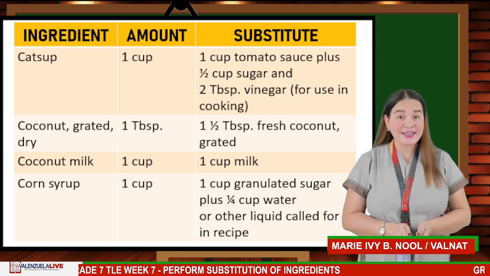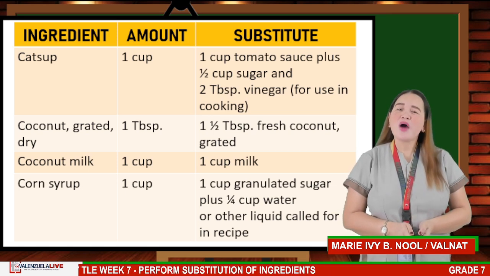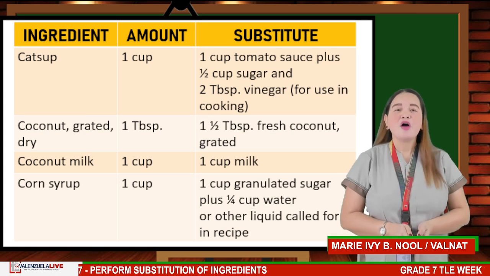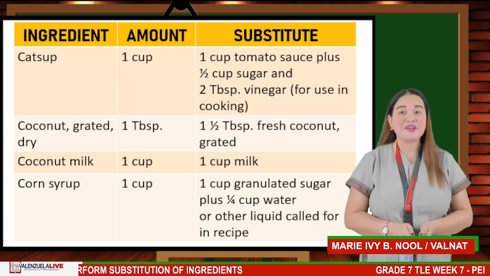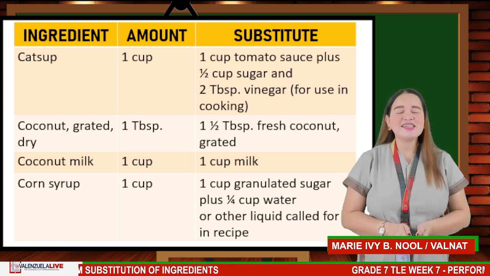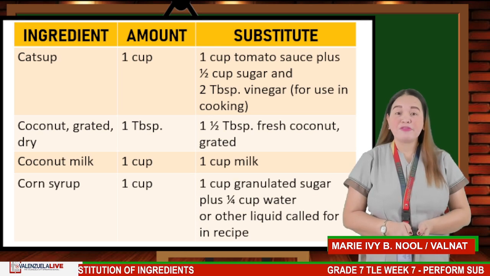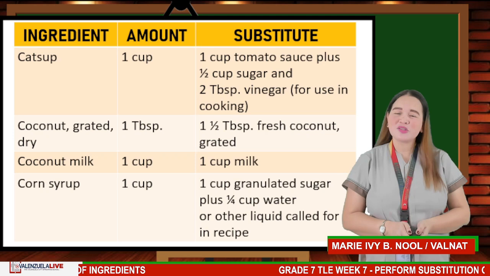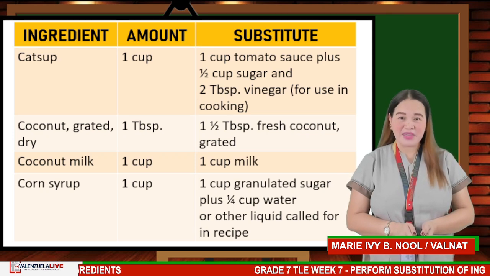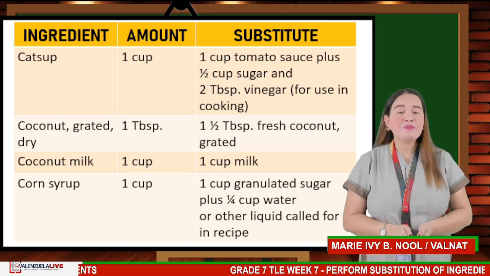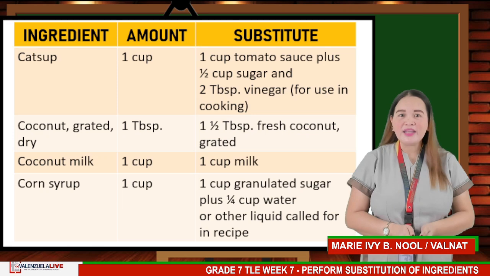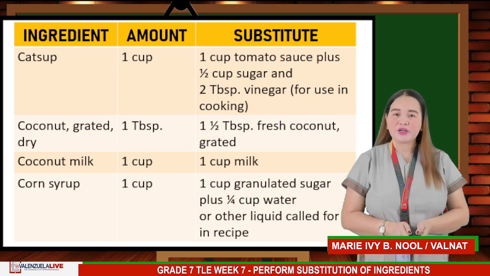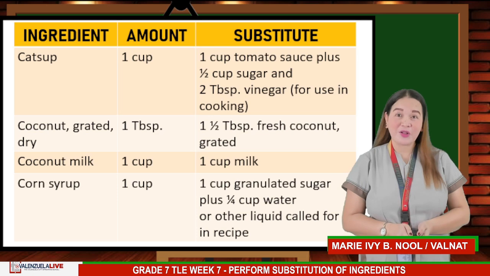For use in cooking, 1 tablespoon dry grated coconut, we can use 1 1/2 tablespoons fresh grated coconut. Next is 1 cup of coconut milk. For caldereta, we can use 1 cup milk. And 1 cup corn syrup, 1 cup granulated sugar, plus 1/4 cup water or other liquid called for in the recipe.